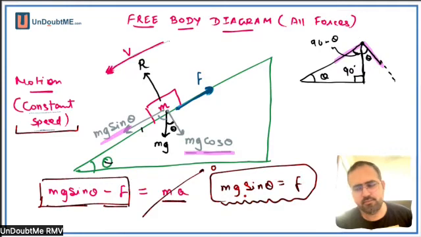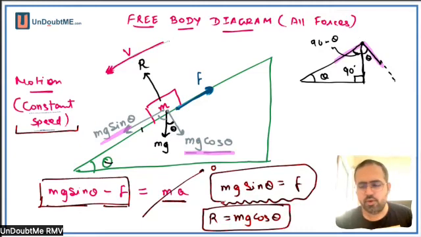Is this clear? And what about r and mg cos theta? Will there be any change? No, it will be same. There will be no change. So r will be equal to mg cos theta.